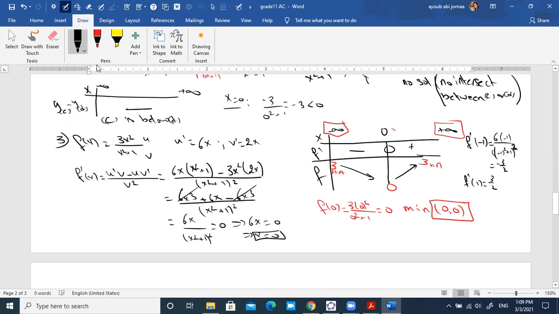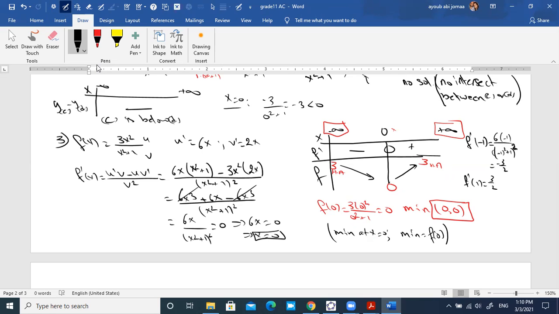Before I continue, any questions? Why did we replace by 0? Because here the value of x is 0. We have a minimum at x equals 0, and this minimum is equal to f of 0. The coordinates of this minimum point, x, y, are (0, 0).